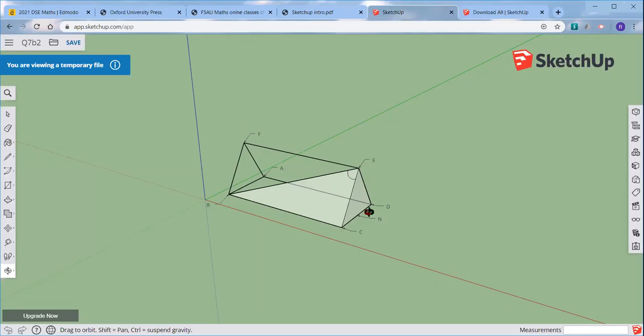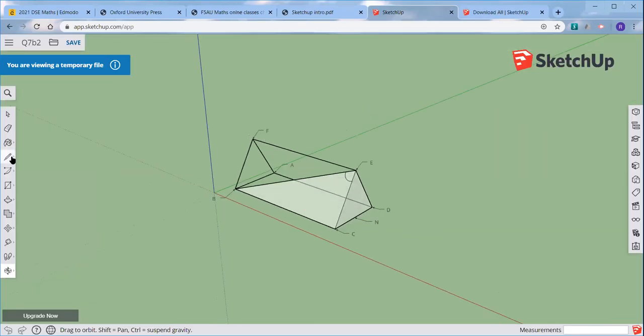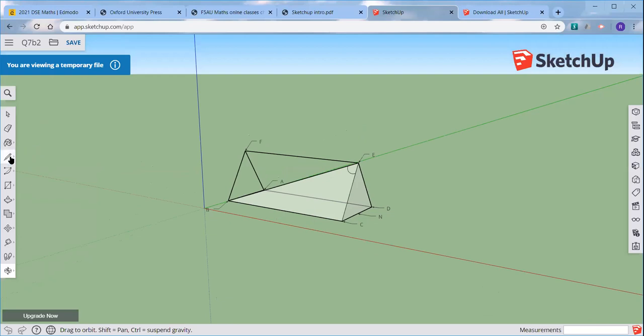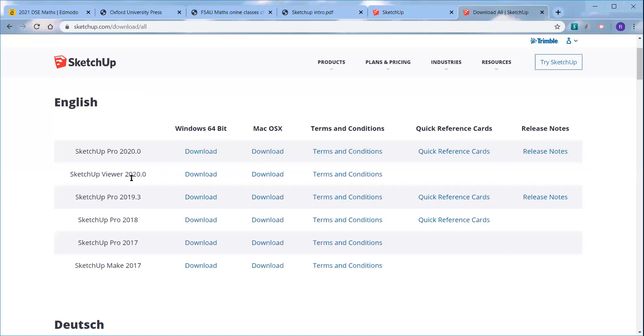This web version is just like Word. You might accidentally change things if you are not careful. You might accidentally draw a line or change things. If you want to play safe, you go download this SketchUp Viewer.